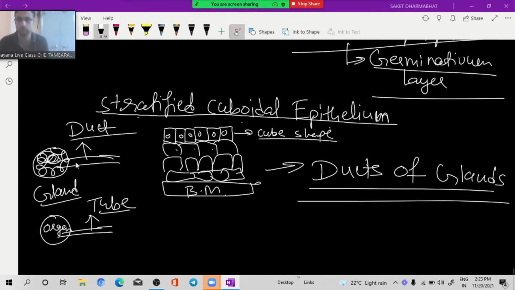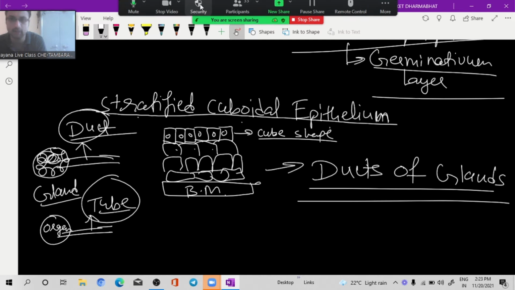Okay, so you understood what is the difference between this duct and tube.